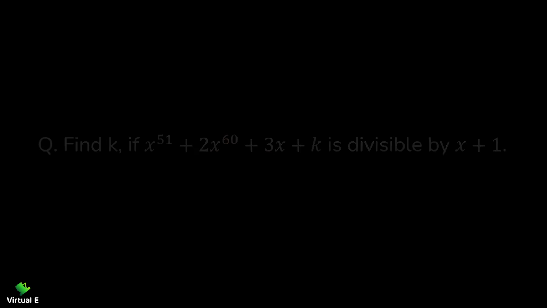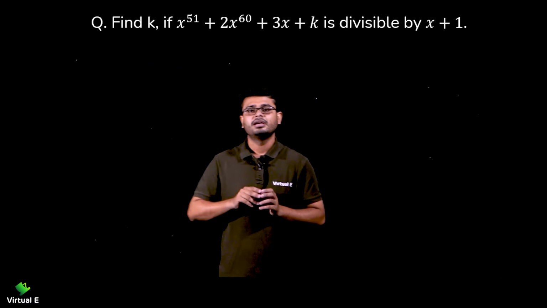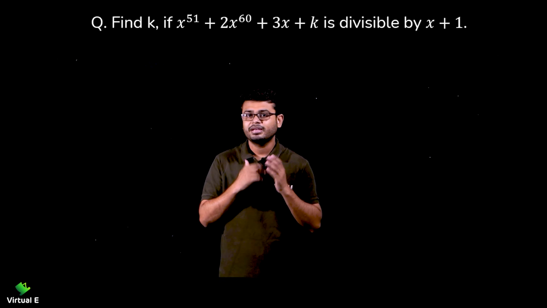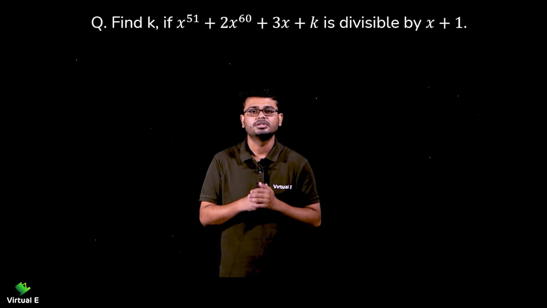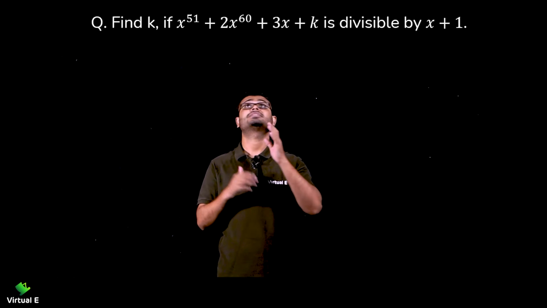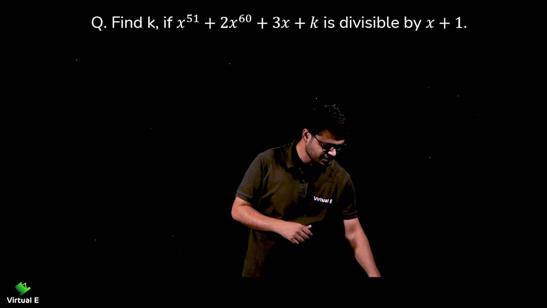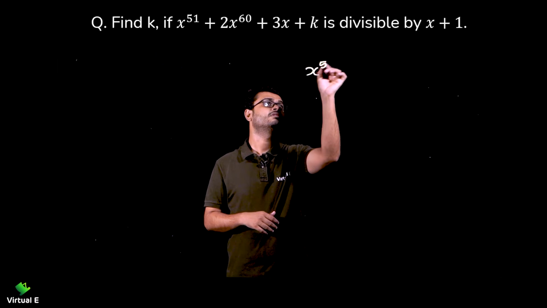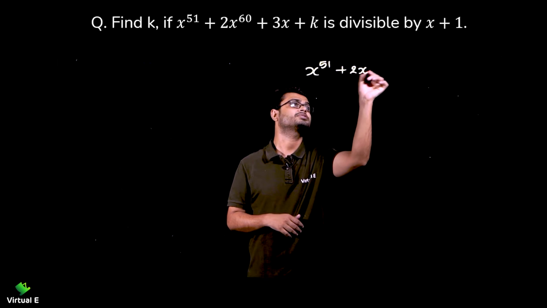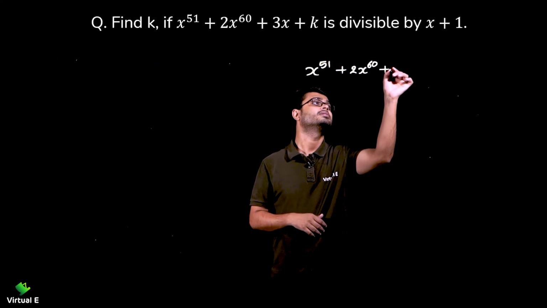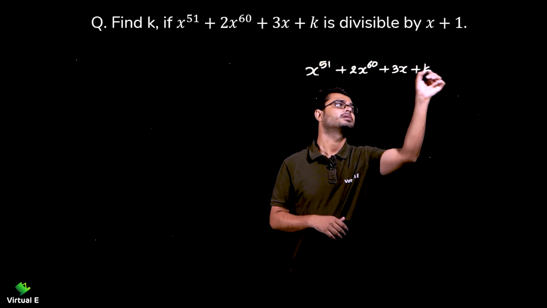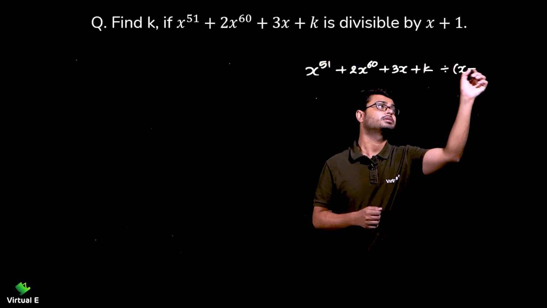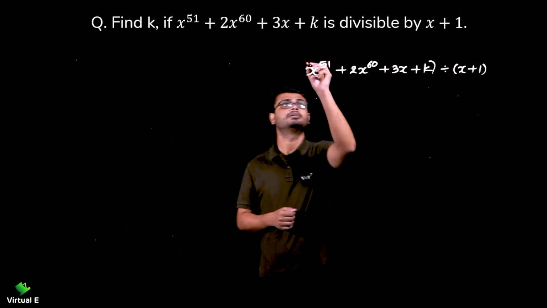by x plus 1. Now, you must be thinking, here there is no mention anywhere about the remainder theorem, not even the word remainder. Then how can we relate this question to the remainder theorem? So first of all, let's write these two polynomials. The polynomial is x raised to 51 plus 2x raised to 60 plus 3x plus k, and we are dividing with x plus 1. This is what we are dividing with.